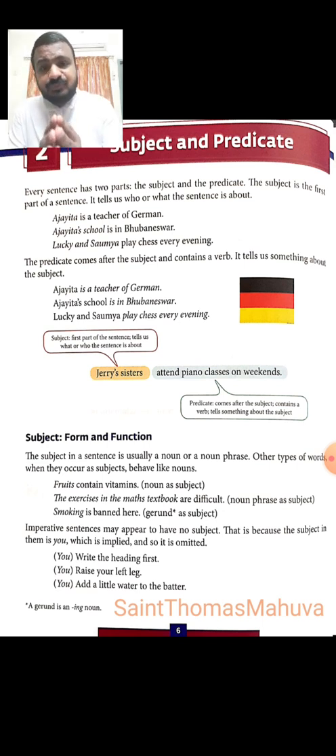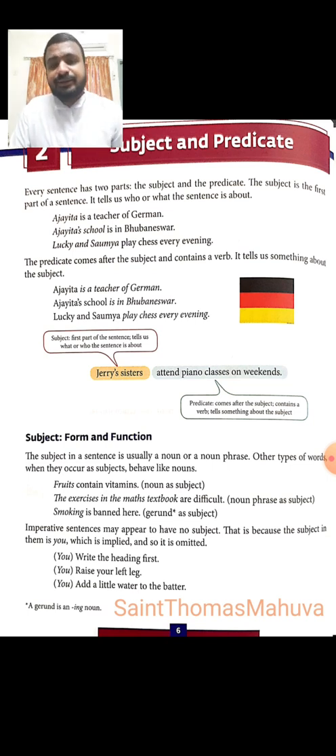Look at the next sentence. Ajaida's school is in Bhubaneswar. That sentence is about Ajaida's school. So Ajaida's school is the subject there.